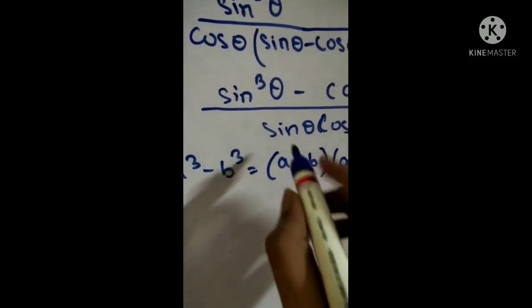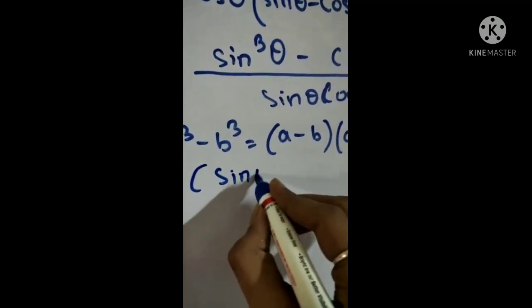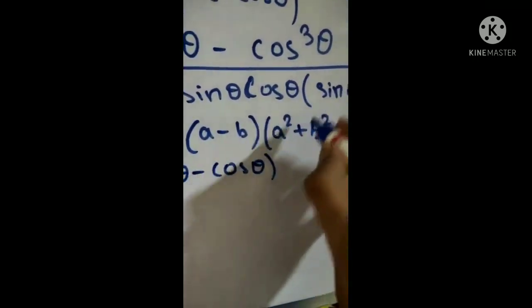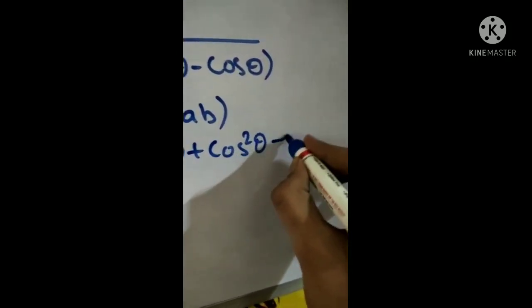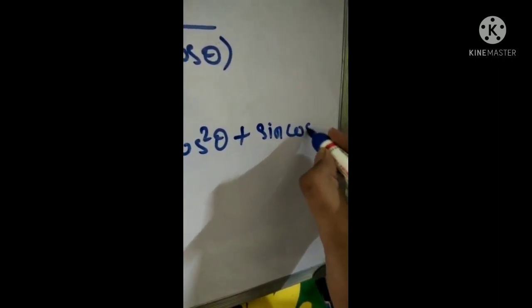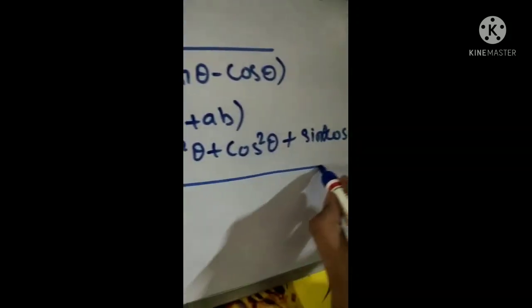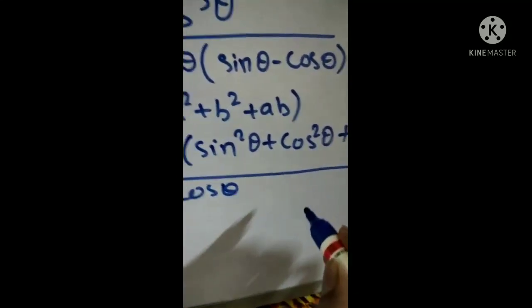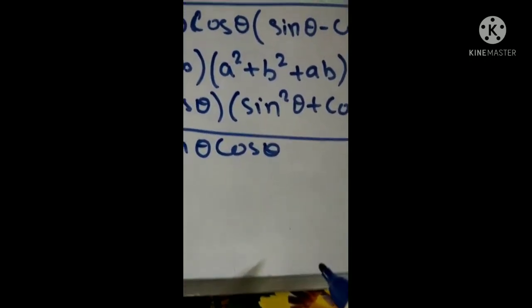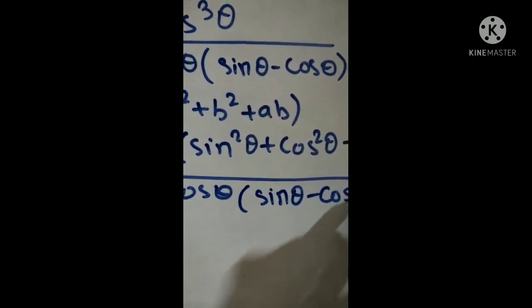This one is the formula of a cube minus b cube. Now I am applying it. See here, a cube minus b cube, so here a is sine theta and b is cos theta. So a minus b means sine theta minus cos theta, and a square plus b square plus ab means sine square theta plus cos square theta plus sine theta cos theta. This we will get divided by sine theta cos theta, and here sine theta minus cos theta.